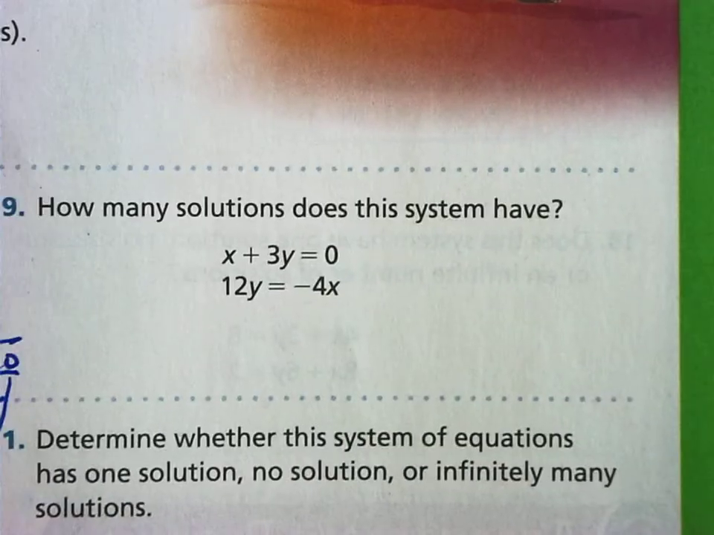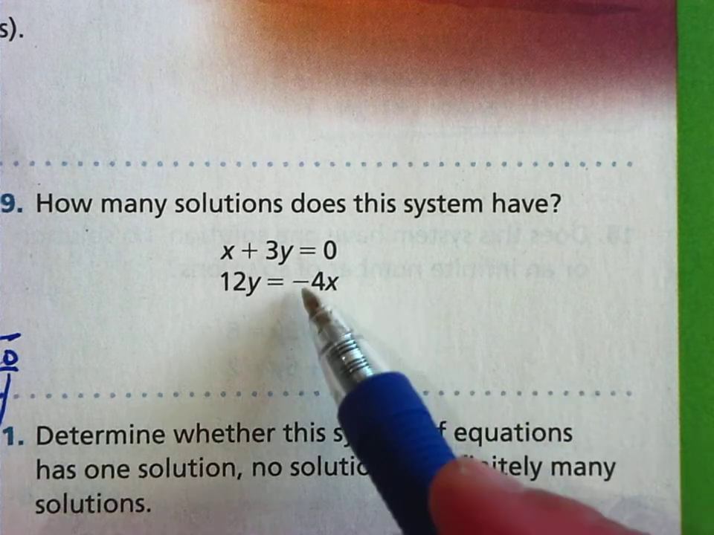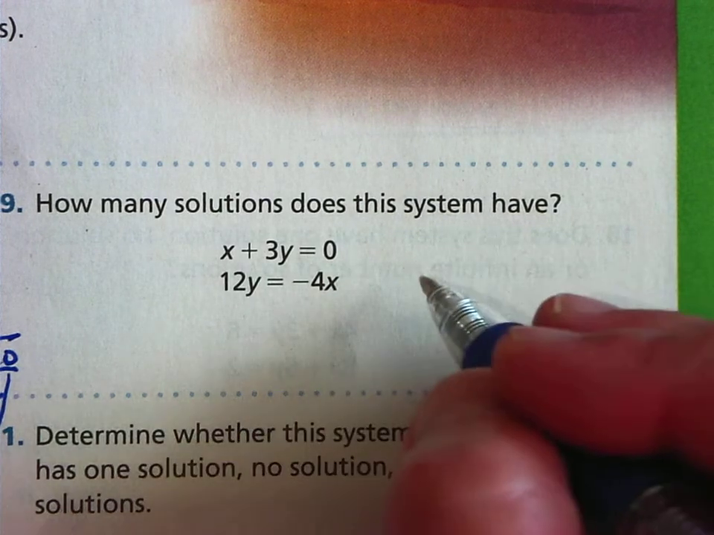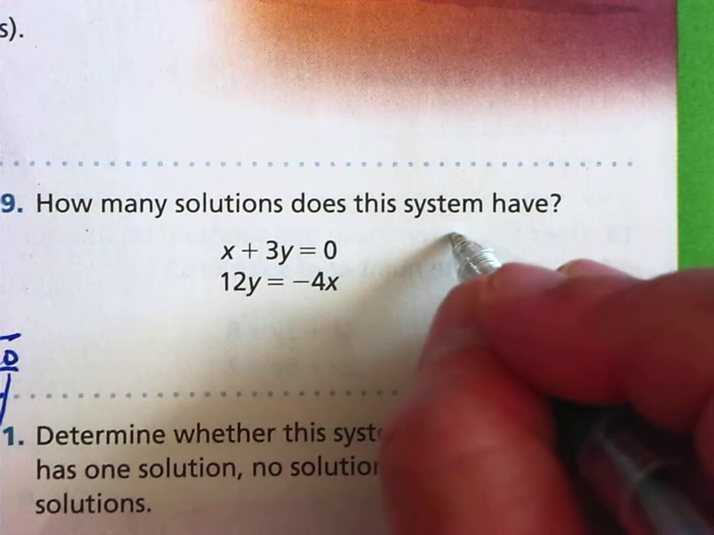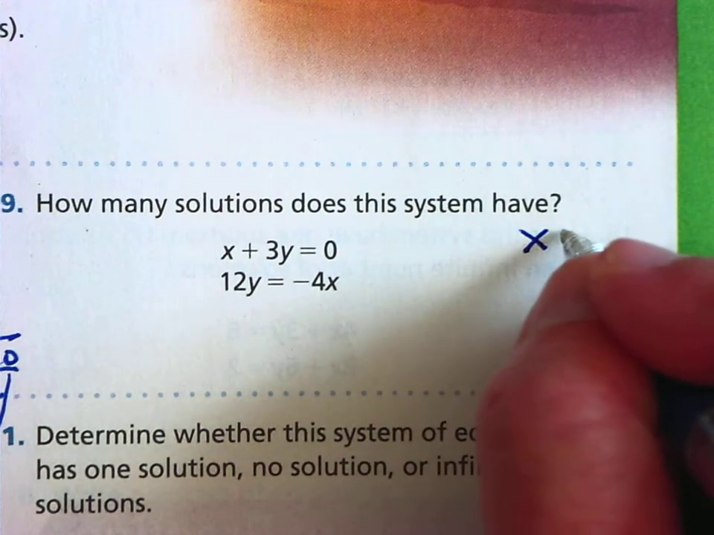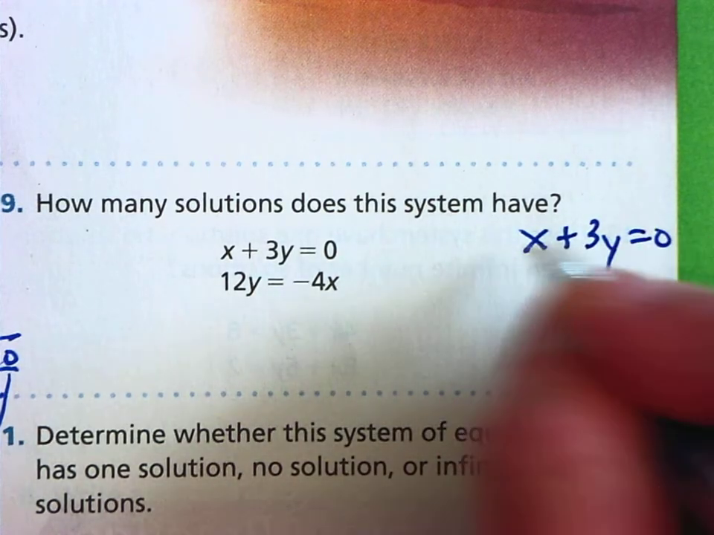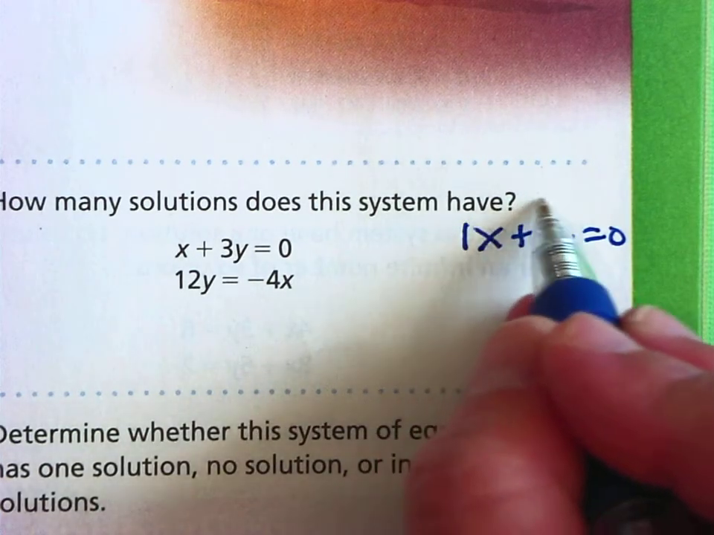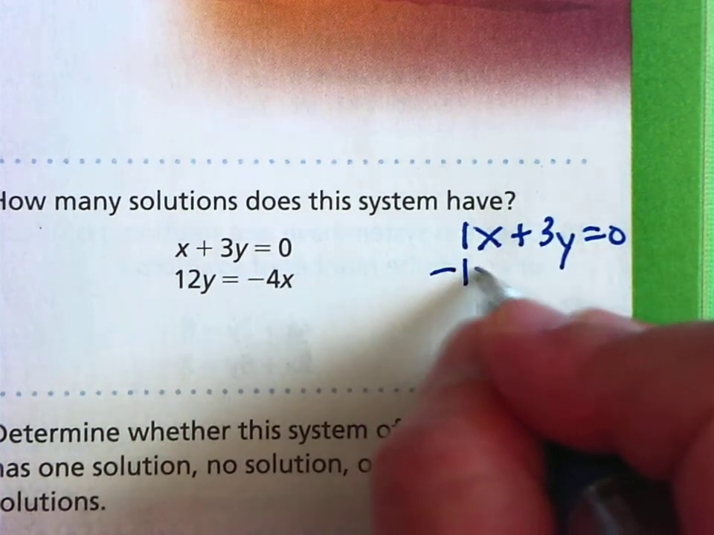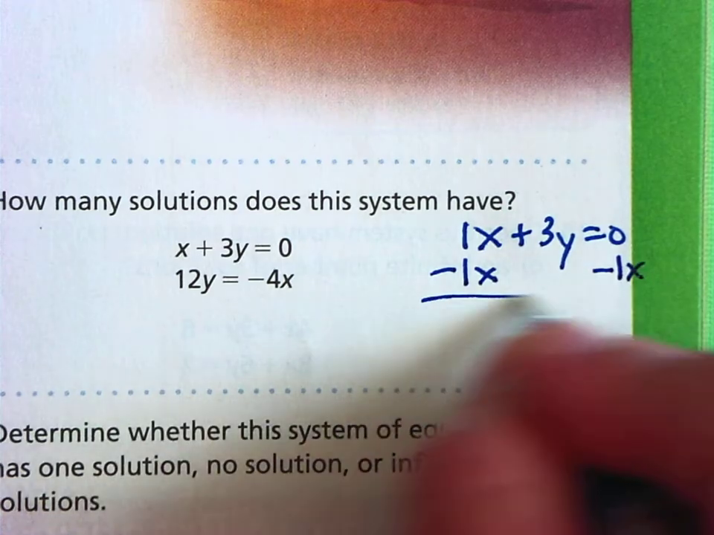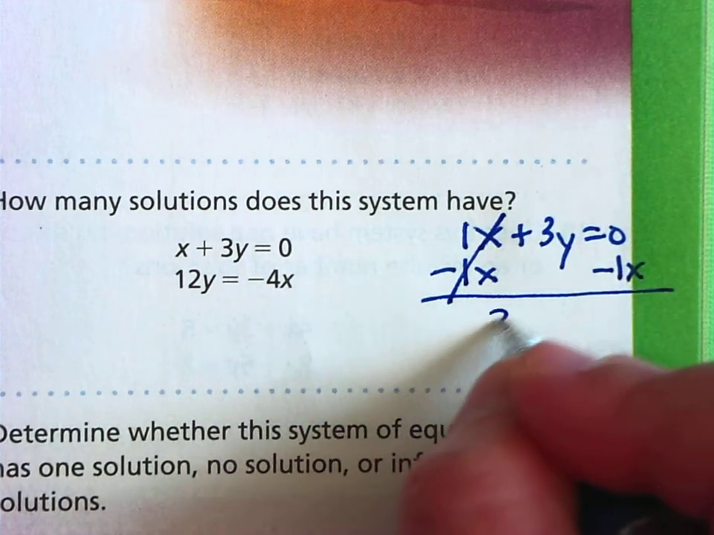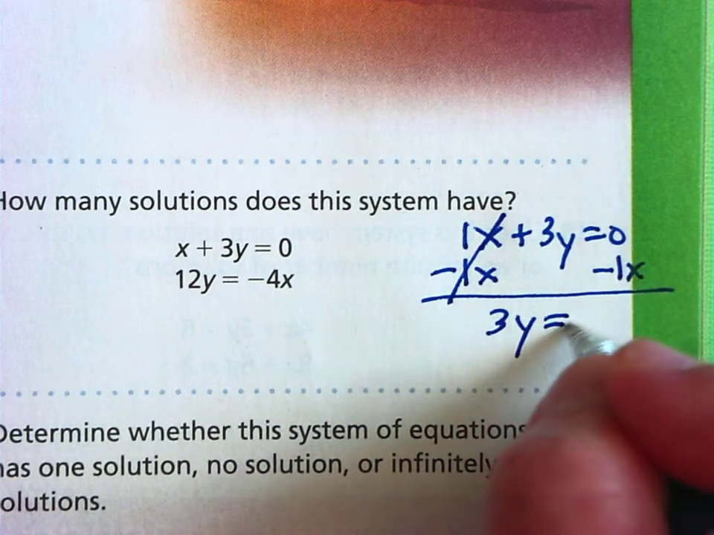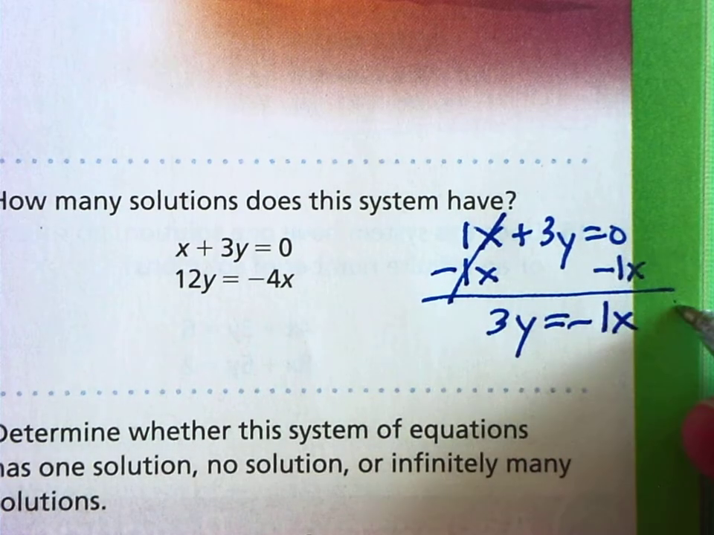Okay, so let's take a look at this one right here. Neither one of these is solved and put in slope-intercept form. So let's do this top one over here. So we have 1x plus 3y equals 0. That's a 1x. So the first thing you're going to do, folks, is move the x term to the other side. So that's gone. You have 3y equals a negative 1x, and that's just our y-intercept over here at 0.